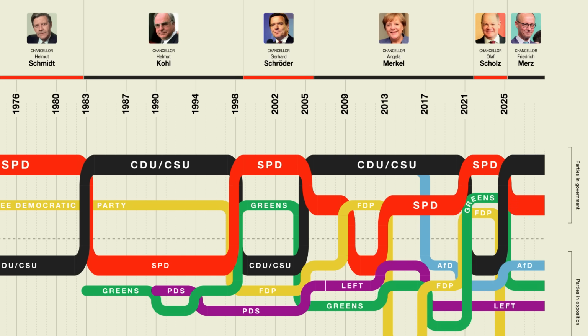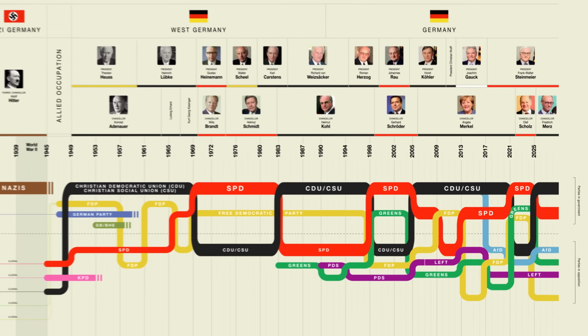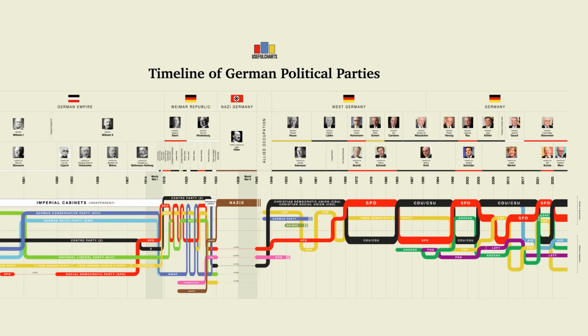Also notable this past election was the second-place win by Alternative for Germany, or AfD, a new party that formed in 2017 as an alternative to the CDU. It is considered to be a far-right party with extremist views, and therefore its recent success has worried many people. Okay, so that was a look at the timeline of German political parties.